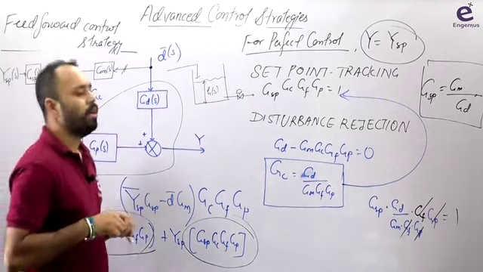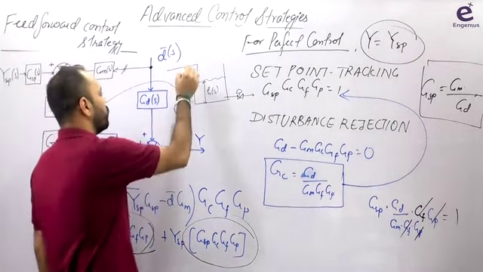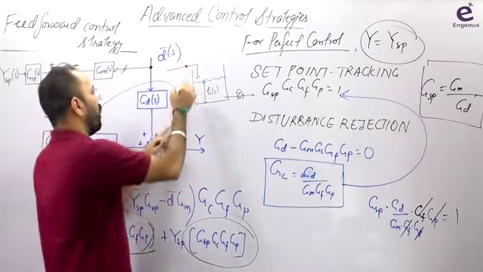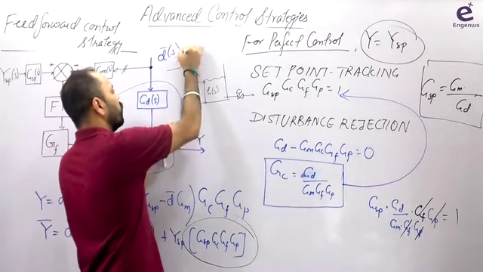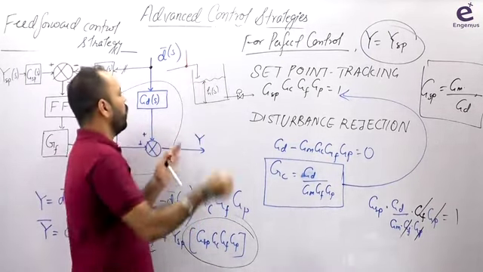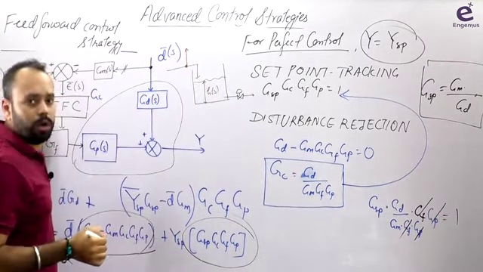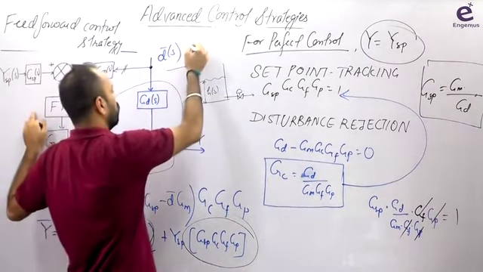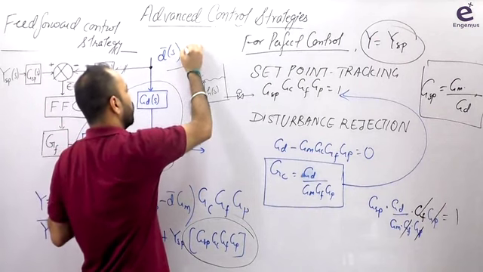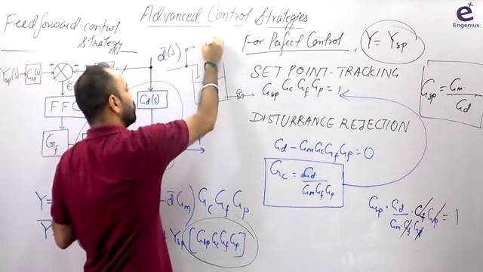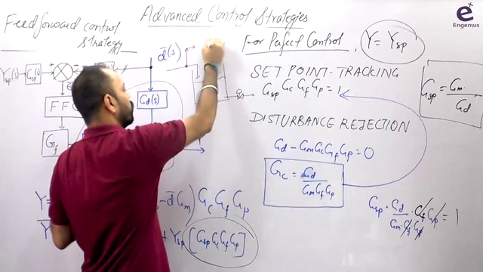I am going to measure the disturbance. What will be the disturbance? This. You know that inlet flow rate is the disturbance. So I am going to measure the disturbance with the help of some measuring element, and this will be sent to the comparator and then to the controller. I am sending this information to the controller. But this is the feed forward controller.